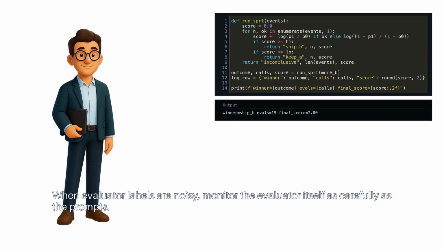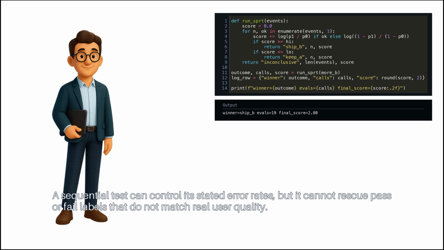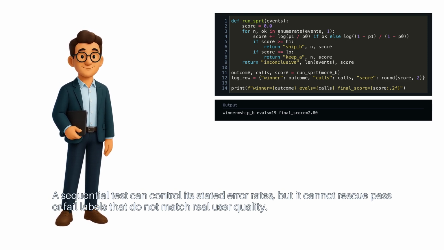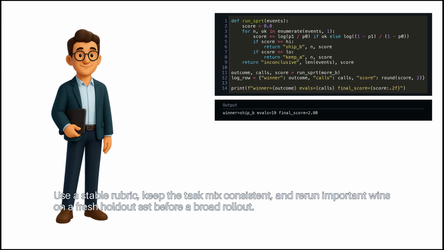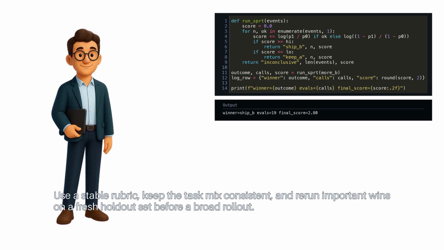When evaluator labels are noisy, monitor the evaluator itself as carefully as the prompts. A sequential test can control its stated error rates, but it cannot rescue pass or fail labels that do not match real user quality. Use a stable rubric, keep the task mix consistent, and rerun important wins on a fresh holdout set before a broad rollout.